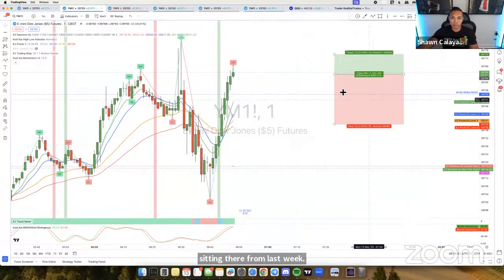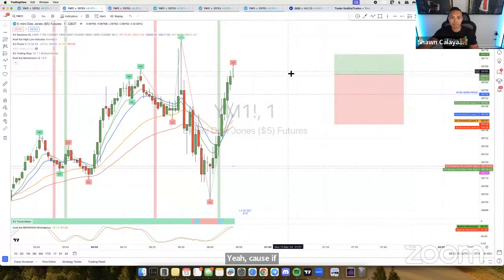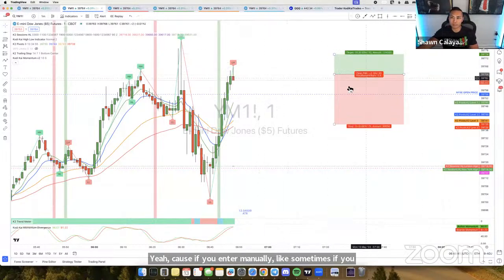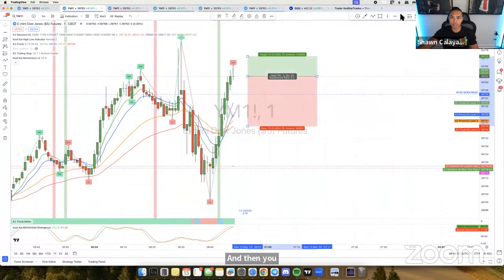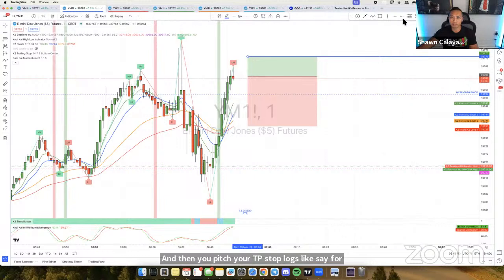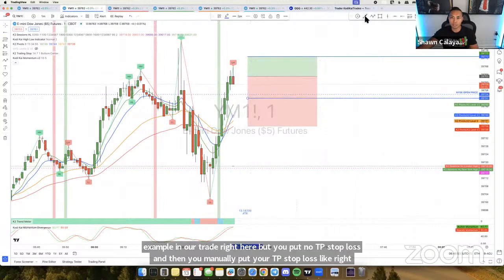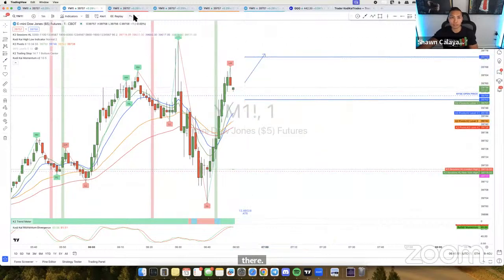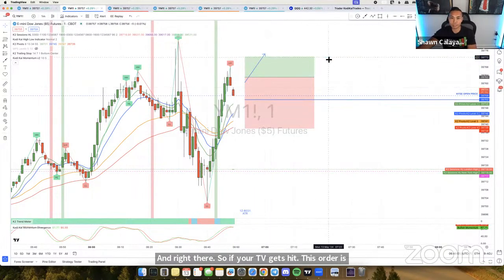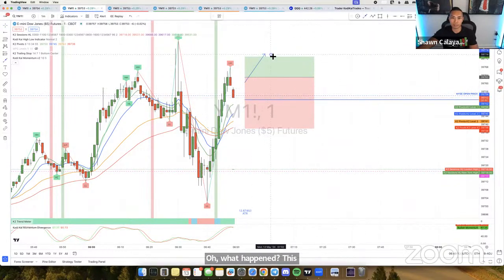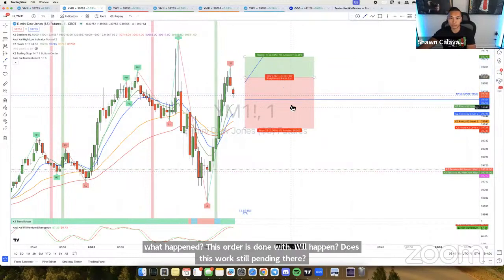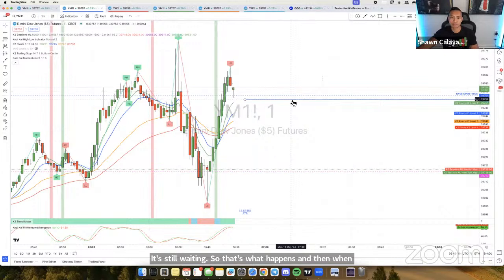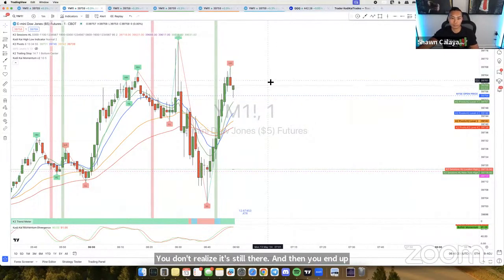Yeah, because sometimes if you enter manually, it's not an ATM, and then you put your TP and stop loss. Say, for example, you enter a trade right here, but you put no TP or stop loss, and then you manually put your TP and stop loss right there and right there. So if your TP gets hit, this order is done with, right? But what happens is this other order is still pending there. It's still waiting. And then when price comes back down, it fills in. You don't realize it's still there, and then you end up going completely opposite. That's typically what I see.